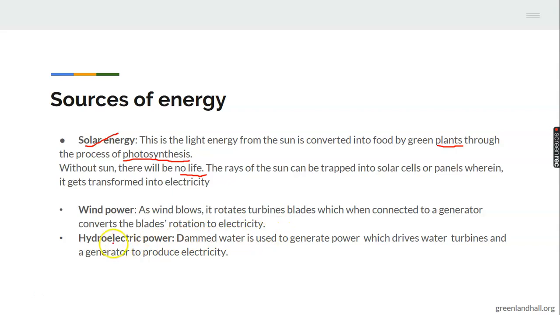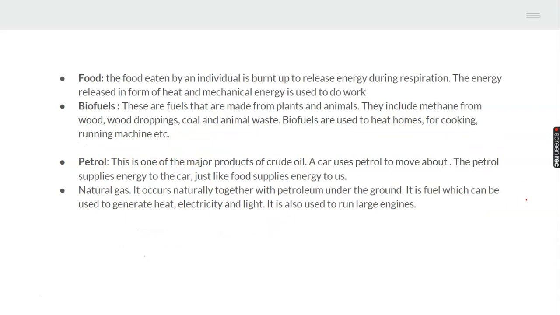Then the third one is hydroelectric power. You know, dammed water. When you say dammed water, you obstruct water from flowing; you place something there so that the flowing water will stop flowing. You call it dammed water. Dammed water is usually used to generate power, which drives a water turbine and a generator to produce electricity. That's all about hydroelectric power. That's a form of energy.